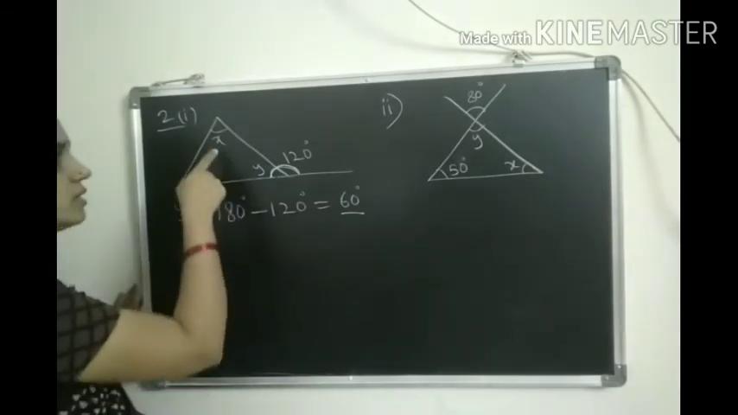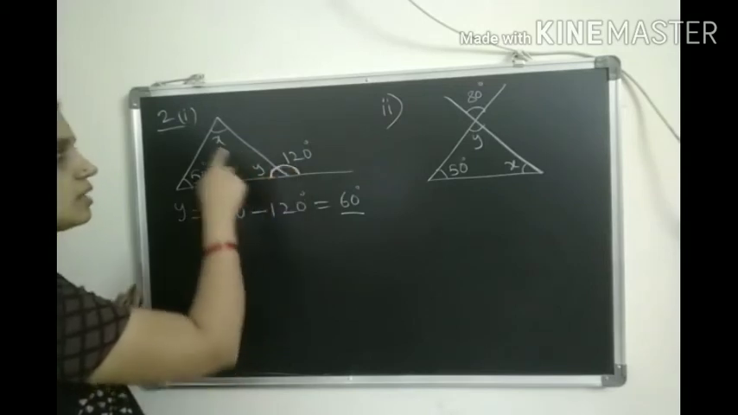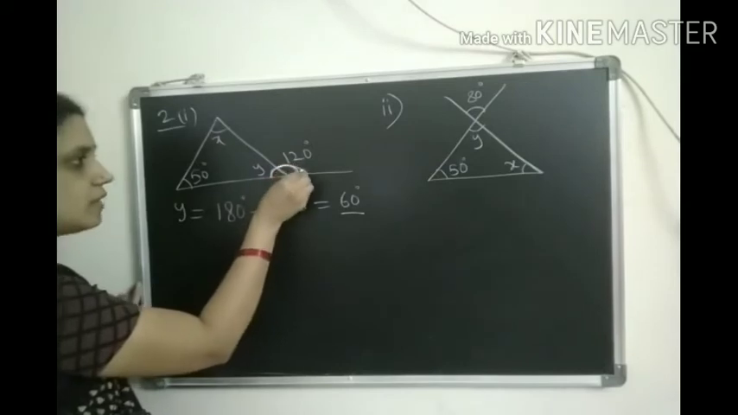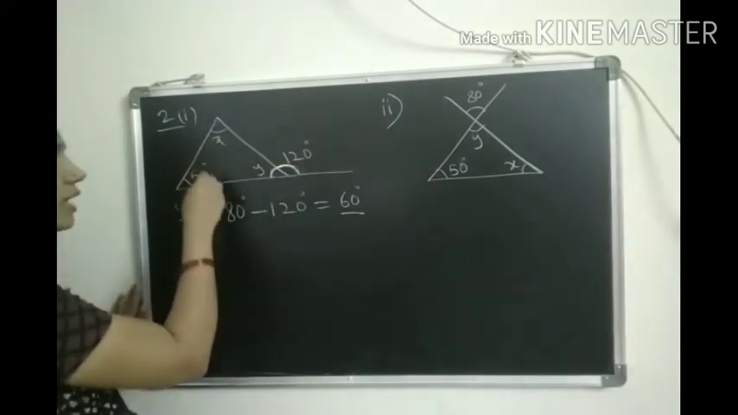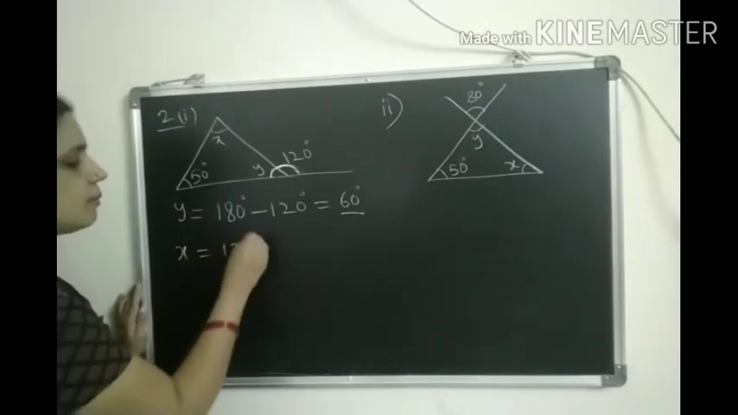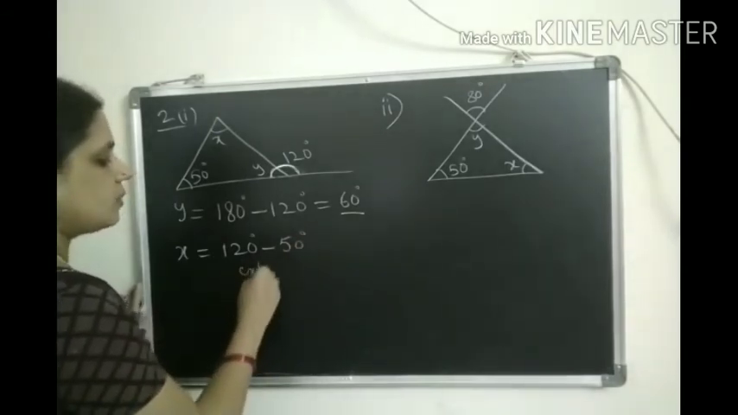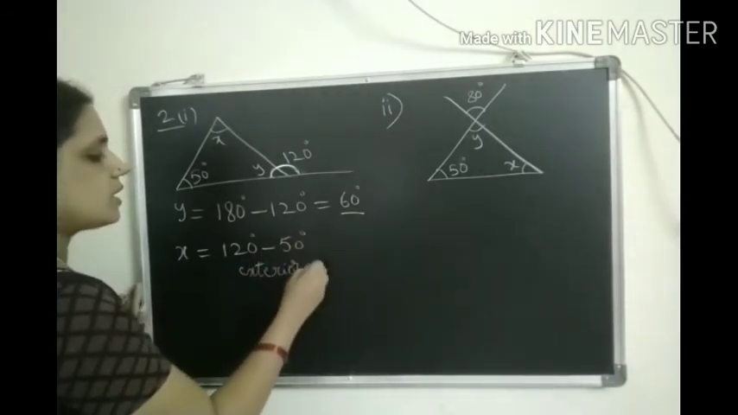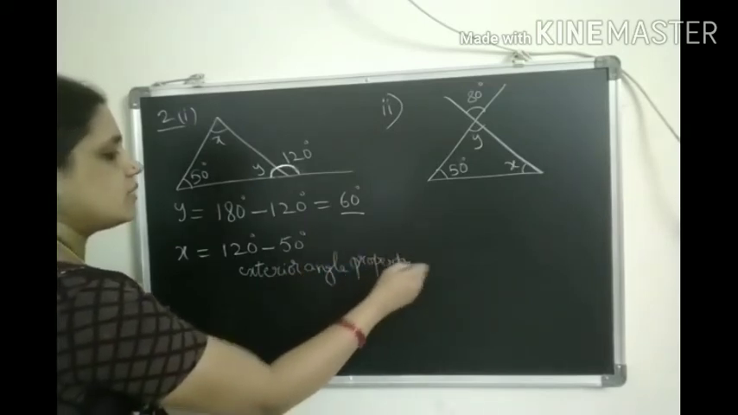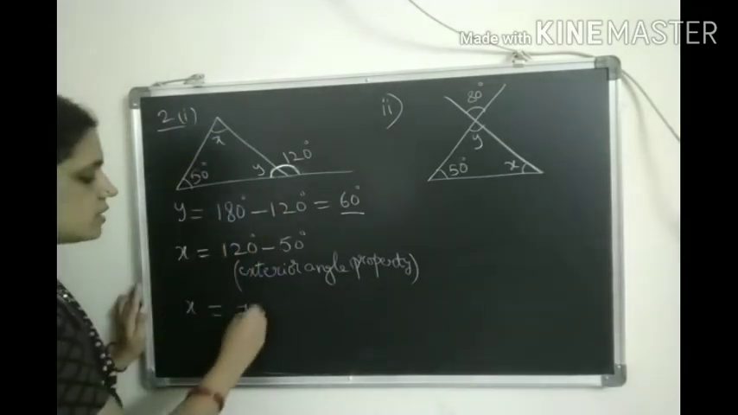Now here, using angle sum property you can find out x. Otherwise, using exterior angle property also we can find out x. So how to find that? Here this is the exterior angle 120, and for this the opposite interior angles are 50 and x. So x should be 120 minus 50. How is it? Using exterior angle property: exterior angle is equal to the sum of two opposite interior angles. So x equal to 70 degrees.